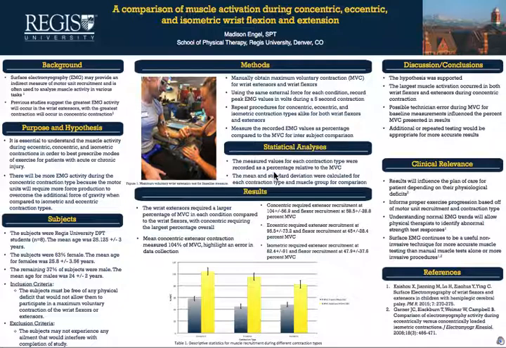However, due to some of the error, we cannot definitively say that there is a statistical difference between concentric, eccentric, and isometric contraction types at this time, and we do recommend that additional or repeated testing would be appropriate in order to obtain more accurate results.